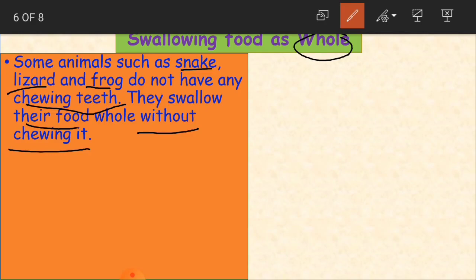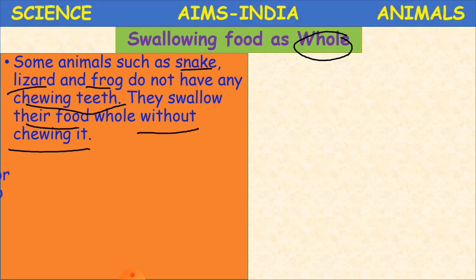If a lizard sees an insect in front of it, it will just eat that insect as a whole. It will just swallow it. It will not cut or tear the insect into pieces and then eat it. It will swallow it as a whole. Even snake, even frog, they also belong to the same category.